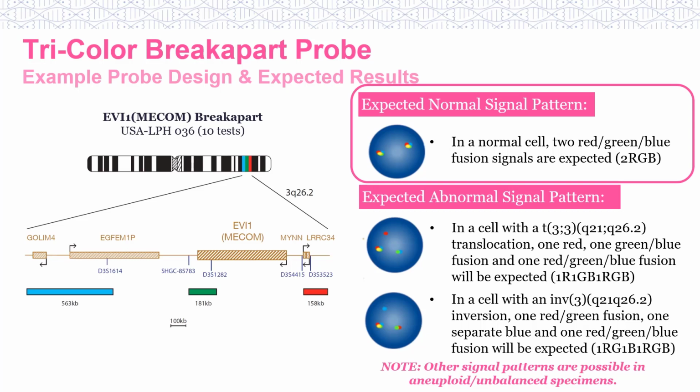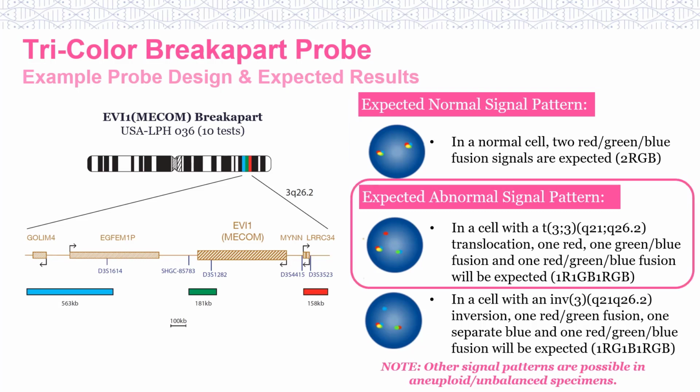OGT has designed this CytoCell probe to exhibit two red, green, blue fusions, or 2RGB, when a normal signal pattern is observed, reflecting two copies of a normal MECOM gene. However, because of this probe's design, there are two potential abnormal signal patterns that analysts may observe. First, a cell that harbours a translocation t(3;3) will exhibit one red, one green-blue fusion, one red-green-blue fusion, or 1R, 1GB, 1RGB signal pattern.